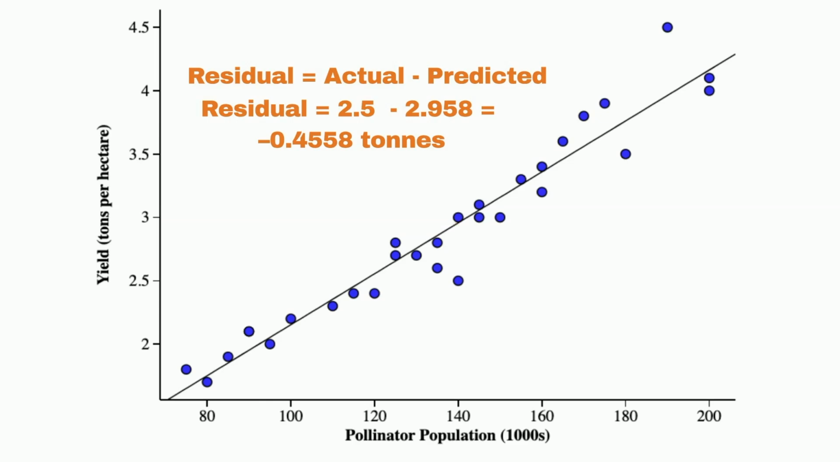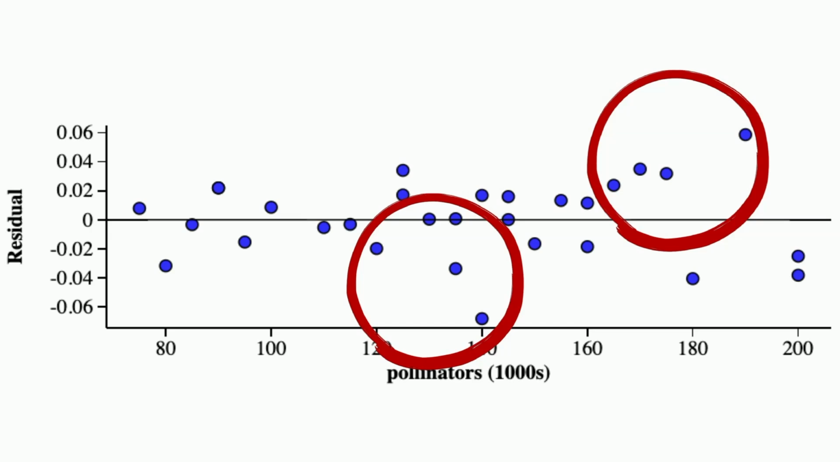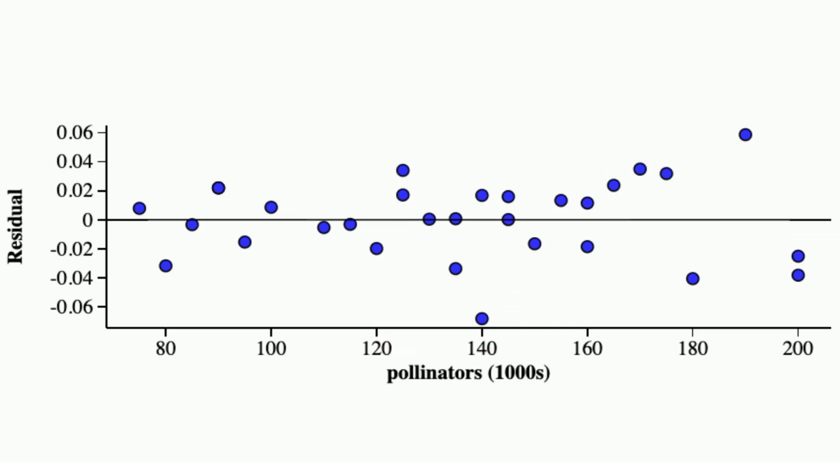Next, we're going to create and look at residual plots. I'll post a link to a video that shows you how to do this on a calculator. For our pollinator and crop yield data, our residual plot looks like this. We can see that there may be a pattern in our residuals. At low pollinator values, there are small residual values, and as pollinators increase, the residuals also increase. This suggests that our linear model possibly isn't capturing the relationship as well as it could, and that we should look for another model type that may fit the data better.